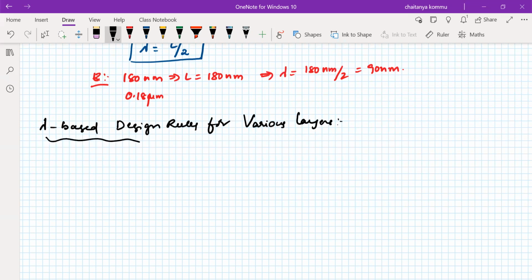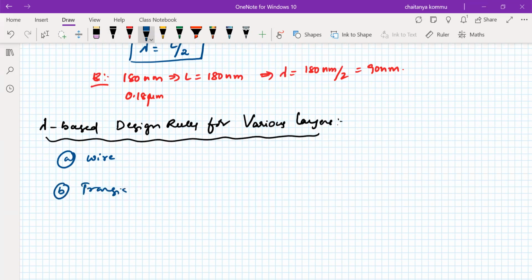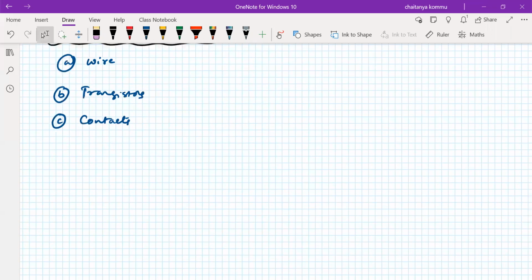So where exactly do we have to use the design rules? The first one is the design rule for wires. The second one is transistors. The third one is contacts. Therefore, we have to learn the lambda-based design rules for wires, lambda-based design rules for transistors, and lambda-based design rules for contacts. Right? So let us consider this one.